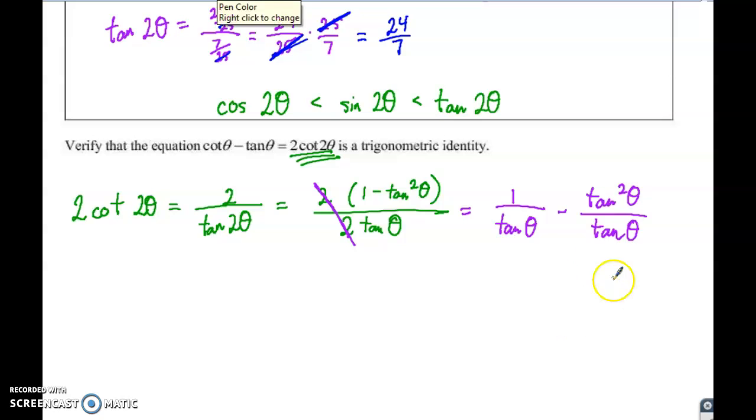So then from here, remember the reciprocal of tangent, well, that is cotangent. And then here, we can cancel out one of those tangents, because remember, tangent squared is tangent times tangent. So you're just left with one tangent. So notice I started with the right side of the equation, I ended with the left, and we verified that identity. So go ahead and hit pause, make sure you understand this.